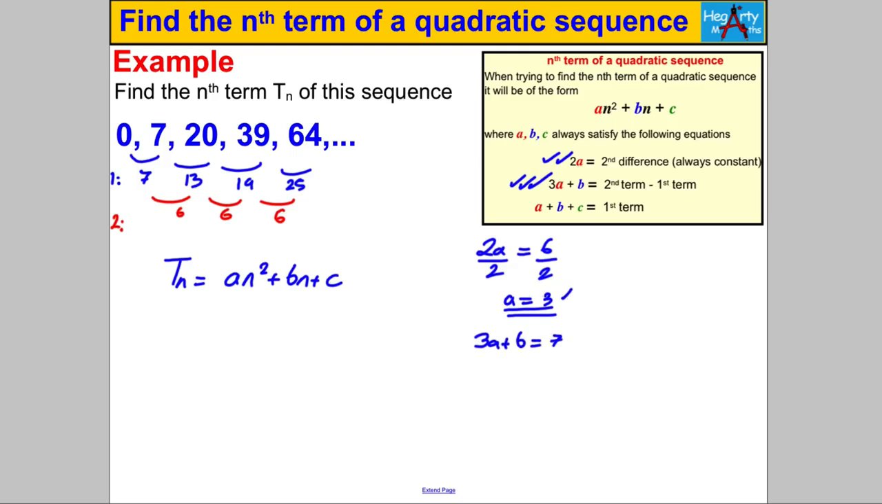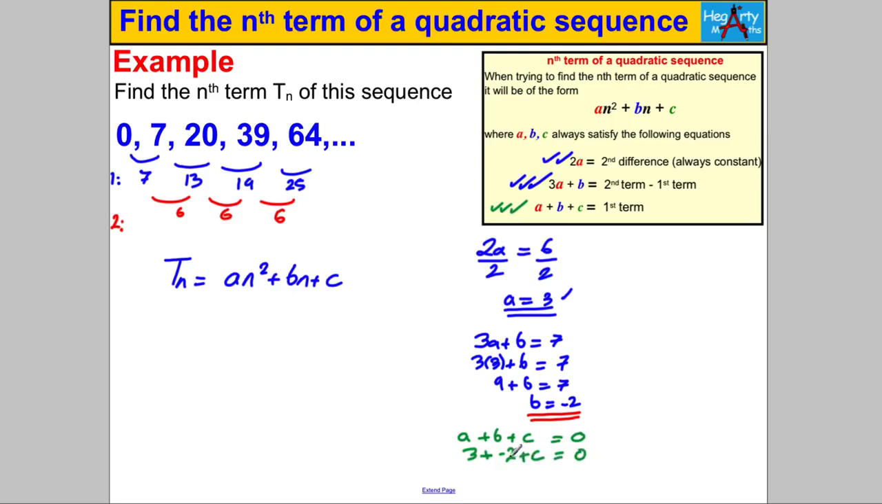Remember, I know a, so 3 multiplied by 3 plus b equals 7. That means 9 add b equals 7. Subtracting 9 off both sides, b is negative 2. And there you go, I've got myself b. The last thing we also know is that a plus b plus c is the first term. So therefore a plus b plus c is always the first term, which in this case is 0. I know a and b, that's therefore 3 add negative 2 add c equals 0.